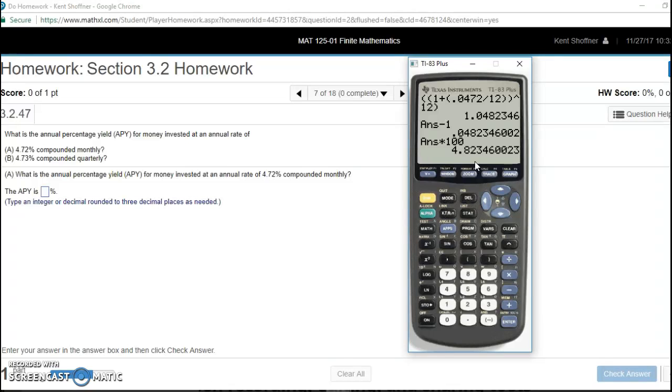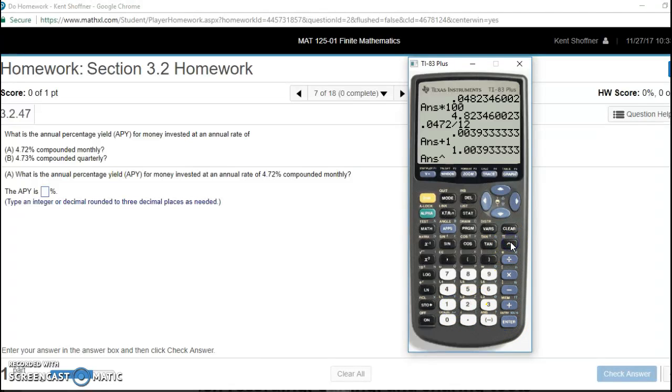It says to round to 3 decimal places, it would be 4.823% would be the APY. Another way to look at this problem is you force the calculator to do order of operations. You take the R divided by the N. So 0.0472 divided by 12, and then hit equals. Then you have to add 1 to that, and then you hit equals.